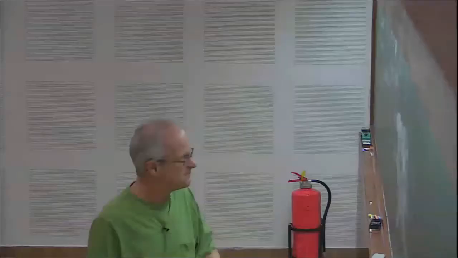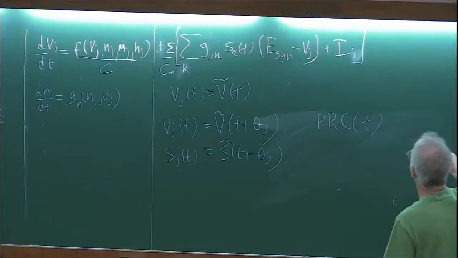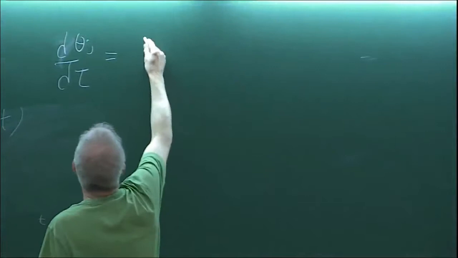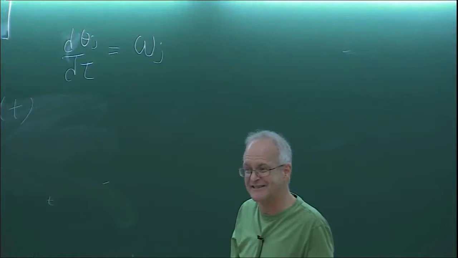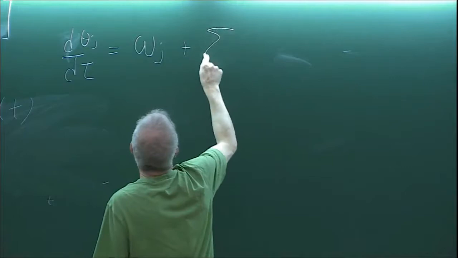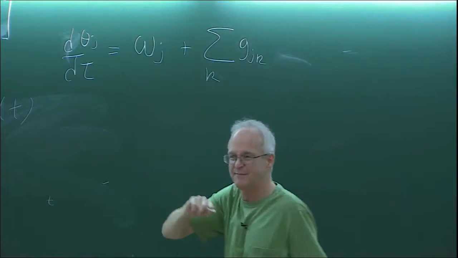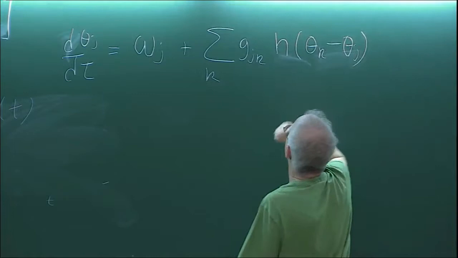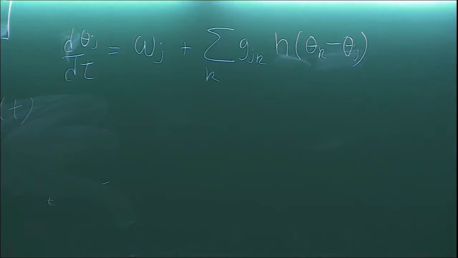All right, so let's go through the theory, then. d theta j d tau will be equal to omega j, I'll tell you what omega j is in just a second, plus sum k g j k H of, okay? I'm drawing a little H, okay? And let me define everything, okay?